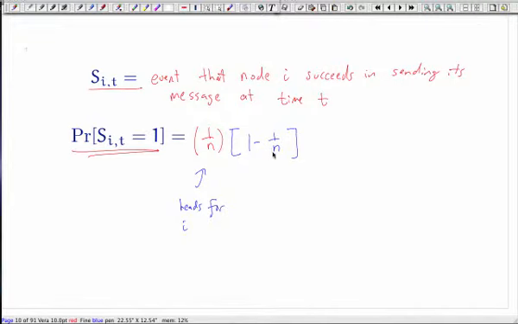And everyone except i. So 1, 2, 3, 4, i, all the way up to i minus 1, and then i plus 1, i plus 2, all the way up to n. So n minus 1, all the other people had to basically flip a tails. So we all agree that this is the probability that some node succeeds, right? Very good.